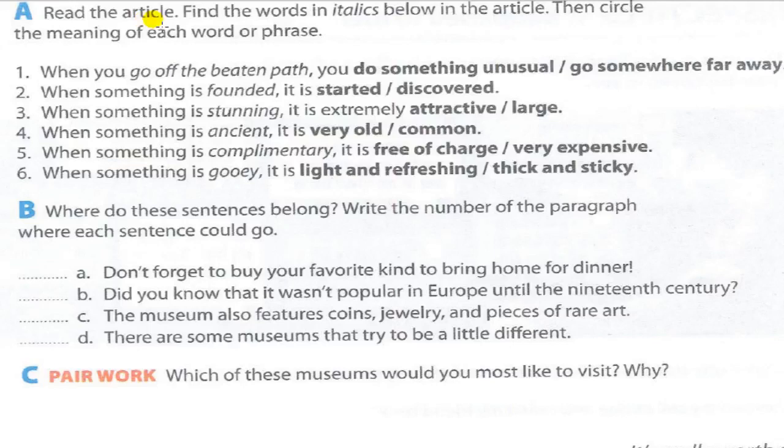Here, you read the article, find the word in italics below in the article, then circle the meaning of each word or phrase. So in this exercise, you are going to make a circle for every word, for every phrase, that gives you the meaning. The meaning of the word must be in the article, in the passage. You choose.